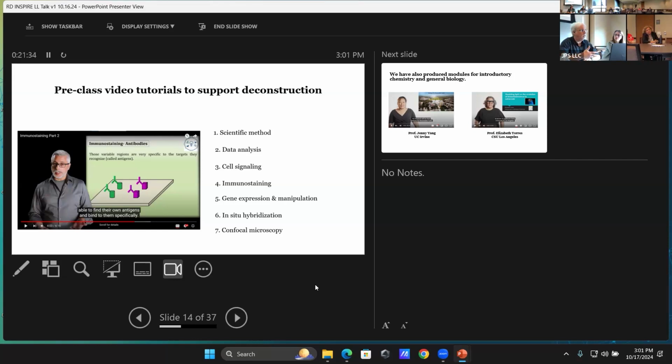These were tutorials that students could watch before class, and then the instructor, in a flipped class format, would review some of the concepts from, say, a video on immunostaining, so that you don't have to completely explain immunostaining. You can review that, but then use a piece of the seminar to see how immunostaining is actually used in one of the experiments. It was a way of saving a little bit of class time for deconstruction.